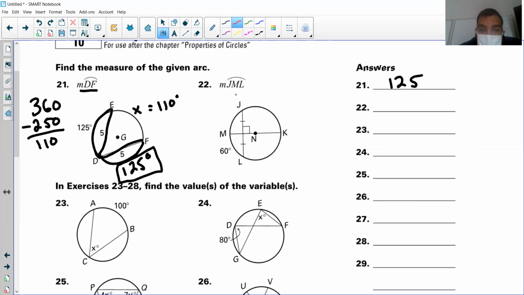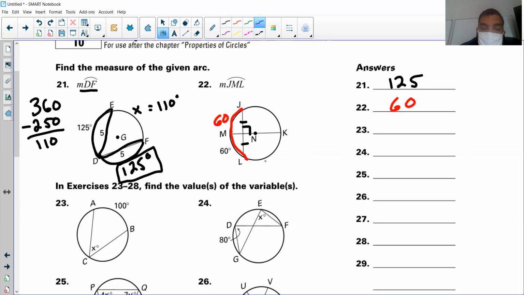All right, JML. So arc JML: I'm starting here, passing to ML. Here's another rule. If these lines are congruent and there's a perpendicular angle, that means all the arcs are congruent. So if this one's 60, this should be 60. So your answer here is 60.